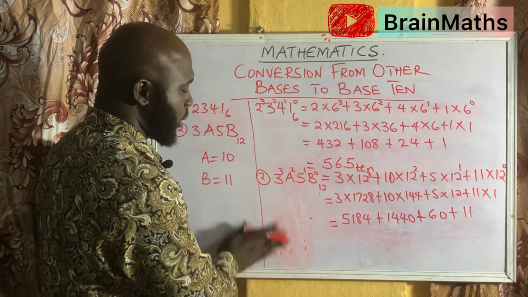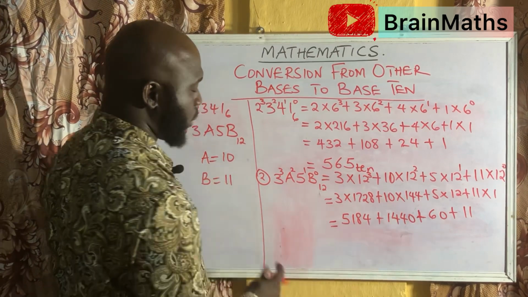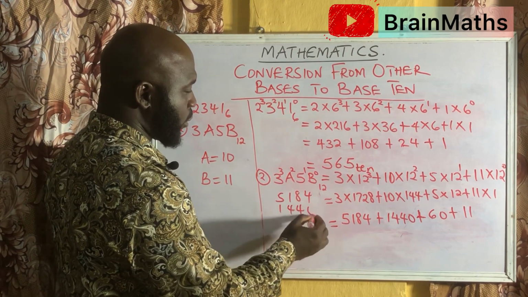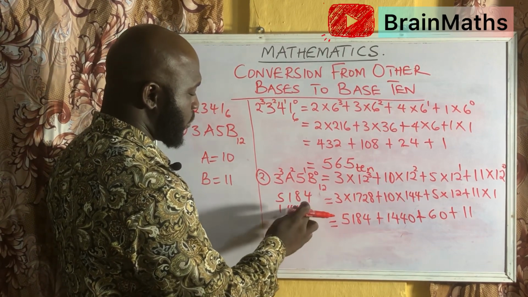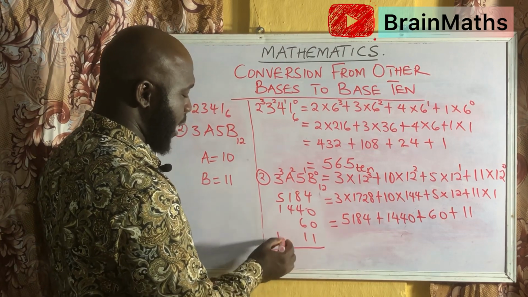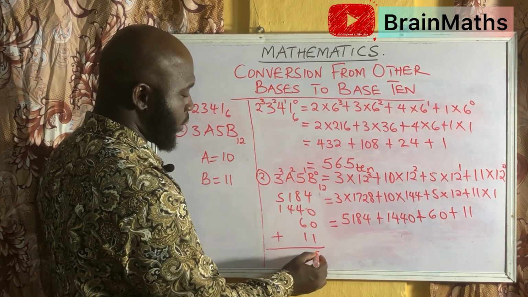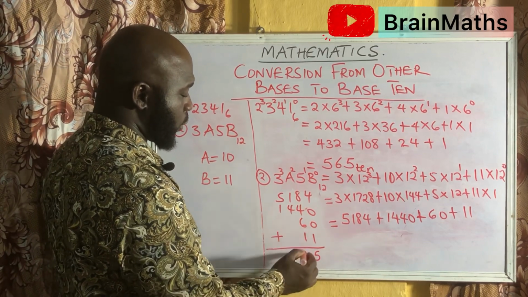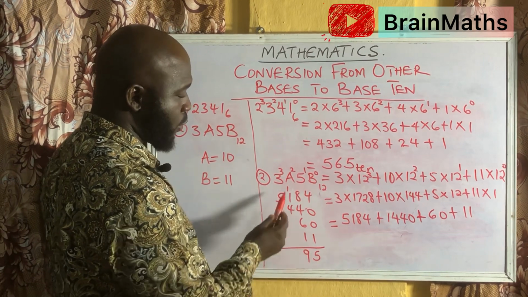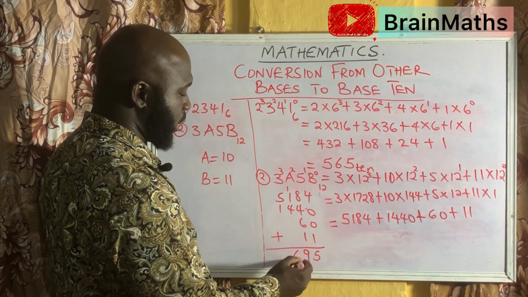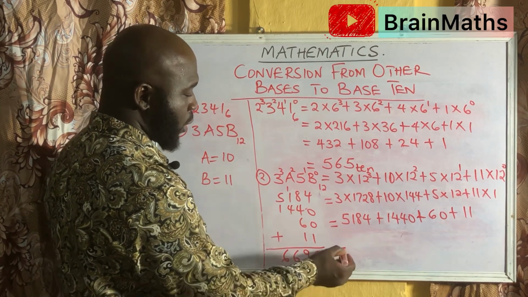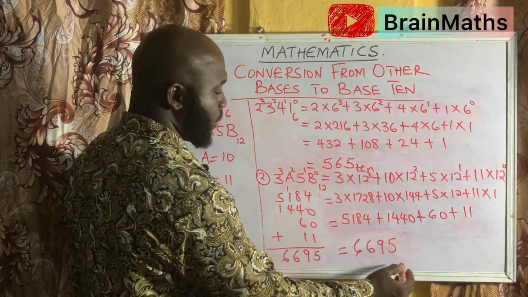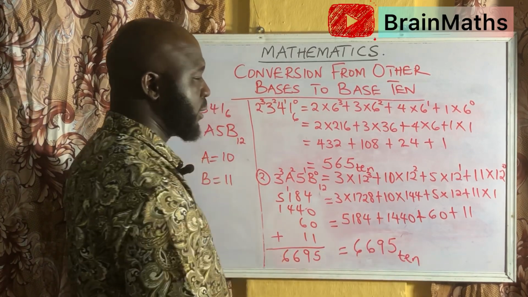So the next thing is to add all these numbers together. We have 5184, 1440, 60 and 11. So let's add all of them together. 4 plus 1 will give us 5. 8 plus 4, 12, plus 2, 18, plus 1, 19. Remainder 1. 1 plus 1, 2, plus 4, 6. 5 plus 1, 6. So our answer for this question is 6695, all in base 10.